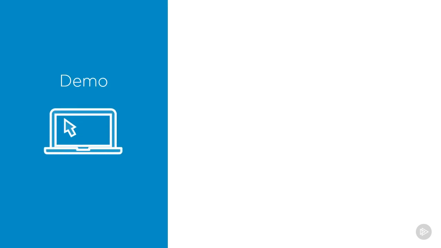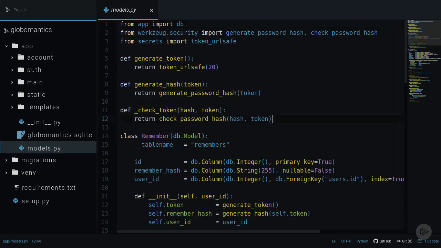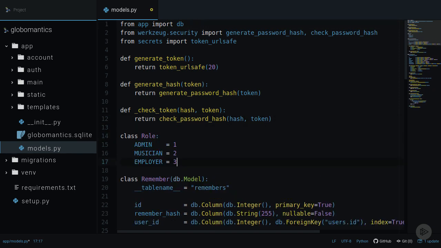It's time that we implement some roles for the users on this site. This will help us in implementing authorization so that we can define who is allowed to do certain actions. This site will only have three main roles: admin, musician, and employer.